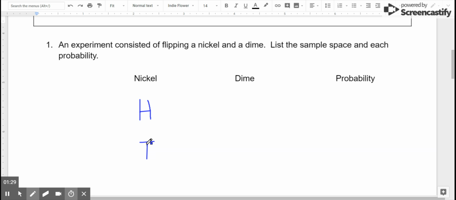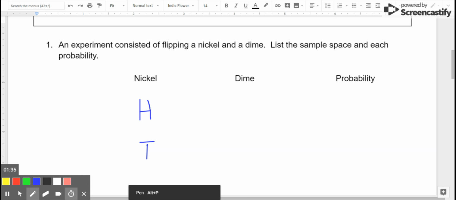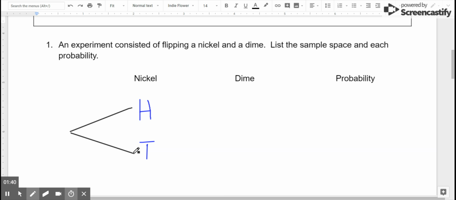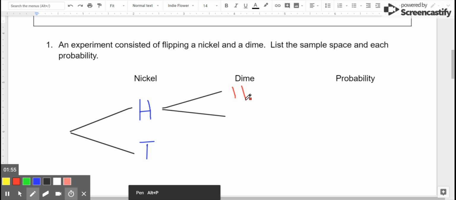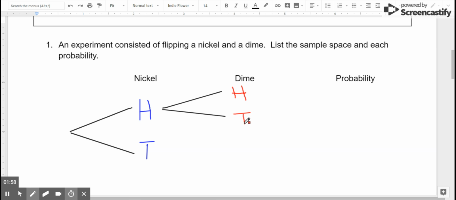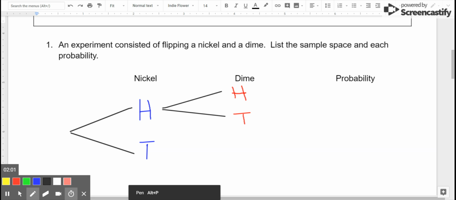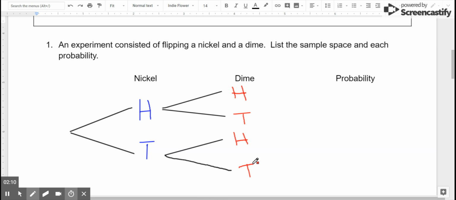But now we're looking at 2 probabilities together. We're talking about flipping a nickel and flipping a dime. So we're going to think of our sample space like a tree. The first step is that I flip my nickel, and it gives me either heads or tails. Let's pretend for a second that I got heads for my nickel. For my dime, I still have 2 possibilities. I could flip my dime and get heads, or I could flip my dime and get tails. The same thing could happen if I got tails on my nickel: I could get heads on my dime or tails on my dime.